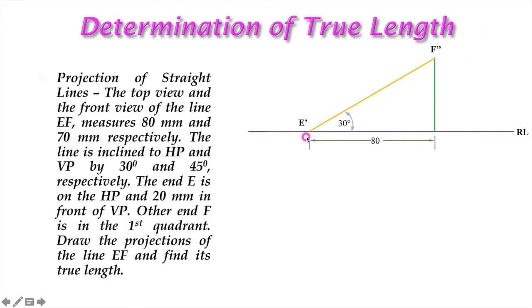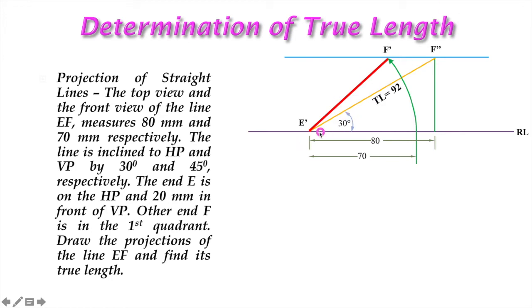Using a scale, measure the true length, and after measuring we get 92 mm. Then from point F, draw a horizontal line. Then measure 70 mm. Now draw another projection line. Draw an arc with radius 70 and center E. This arc will meet this blue line at a point named F dashed. Now join E dashed F dashed.